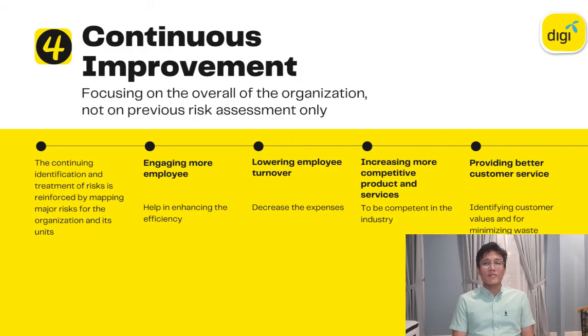The first aim for the continuous improvement is engaging more employees that will help to enhance the efficiency. Next is lowering the employee overtime that will decrease the expenses. After that is increasing more competitive product and service, and last but not least is providing better customer service for identifying customer value and minimizing waste. If DG Berhad facing new barrier in this step, the cycle of ERM process will start over.